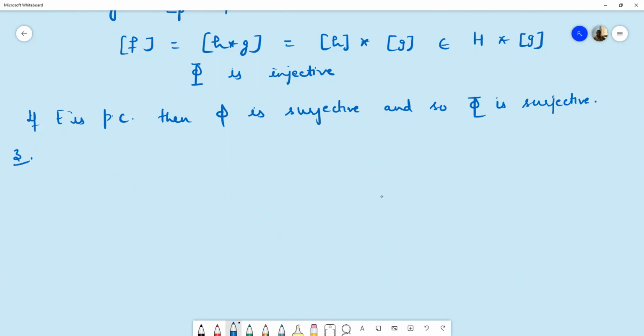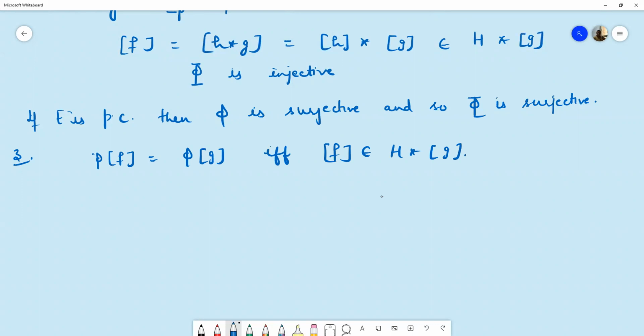Now we come to the third part. In the third part, we want to prove that the lifting of a loop is again a loop if the homotopy class of that loop f belongs to H. So in this theorem, we have proved that phi of f is equal to phi of g if and only if f belongs to H star g.